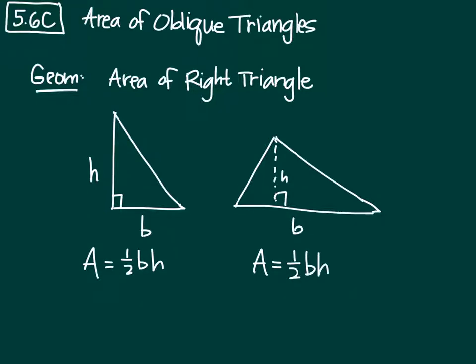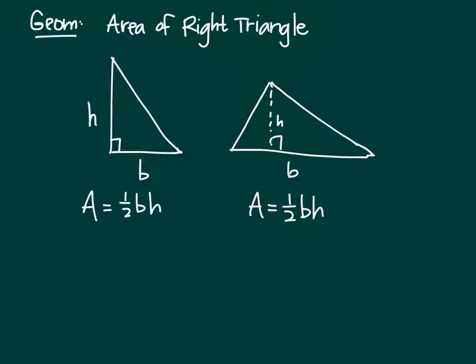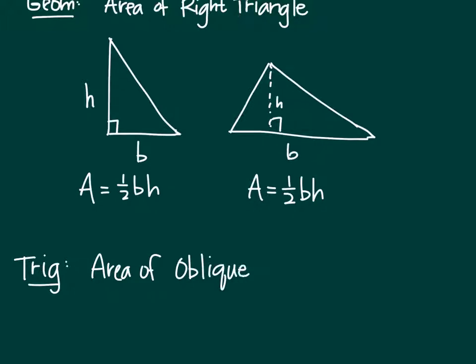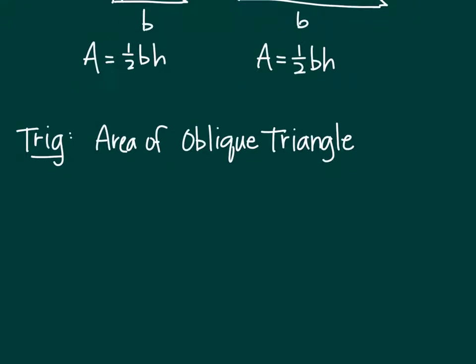Now we have trig, and in trig, we deal with triangles that aren't necessarily right or don't have right angles in them anywhere. And so we need two different formulas in order to do the area of an oblique triangle. So an oblique triangle is one where we have capital A, B, C, etc. So in an oblique triangle, maybe we'll have this and this and this, so it's not a right triangle anymore.